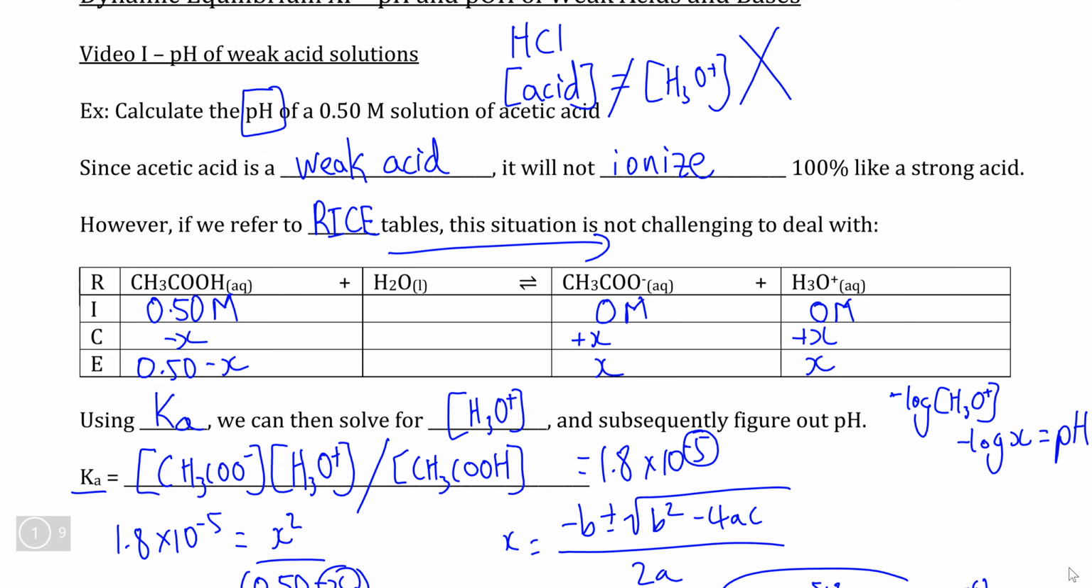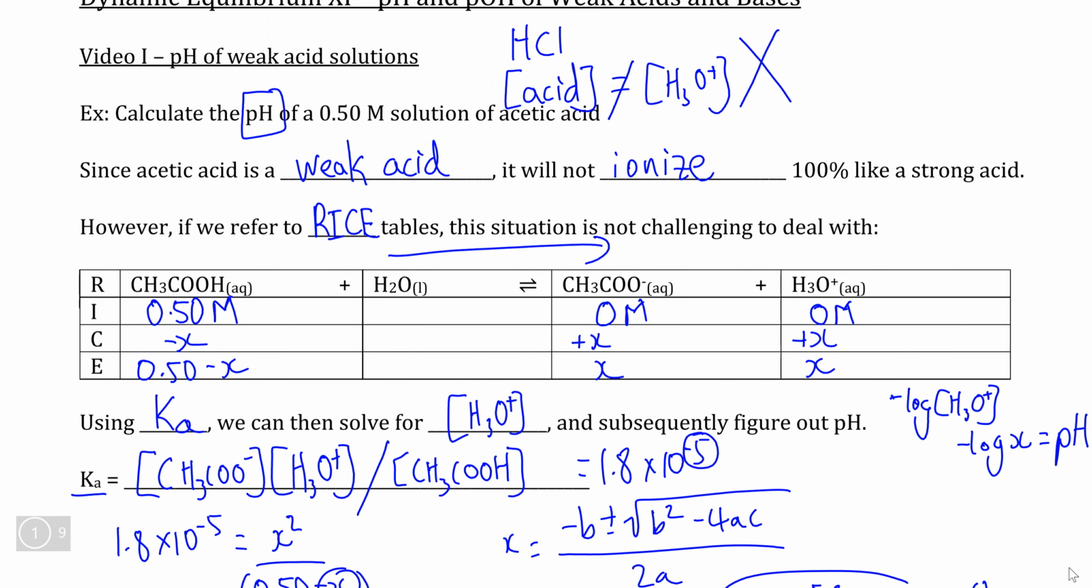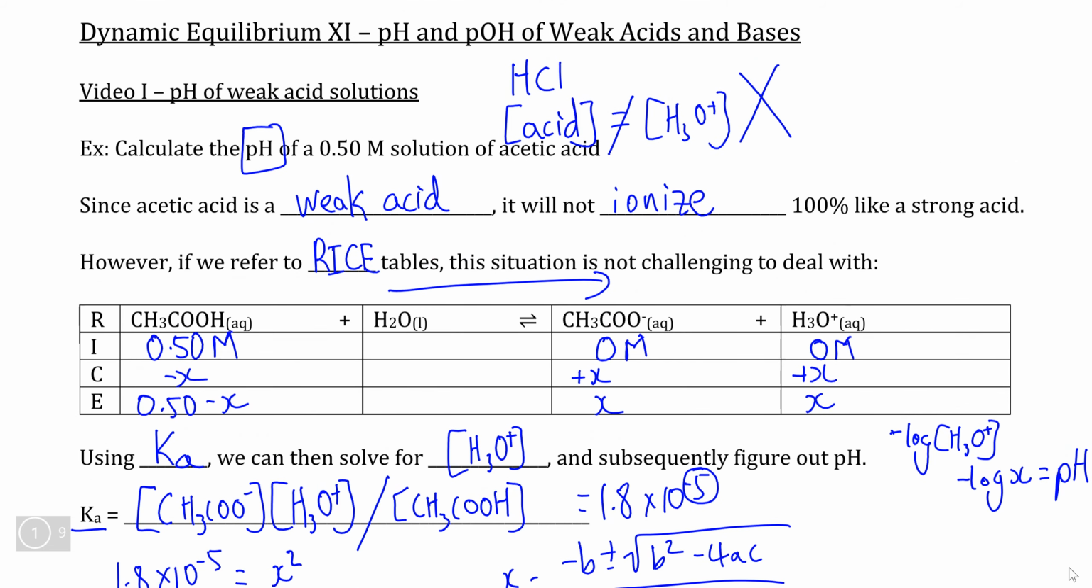In the next video, we're going to look at the same algorithm, but in the solving of pOH of weak base ionizations rather than weak acids.